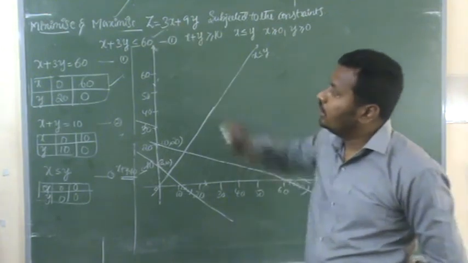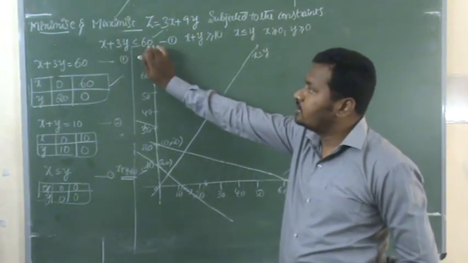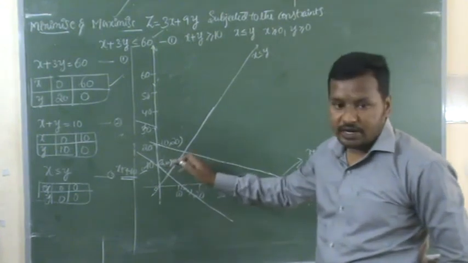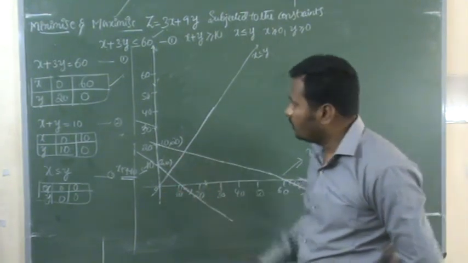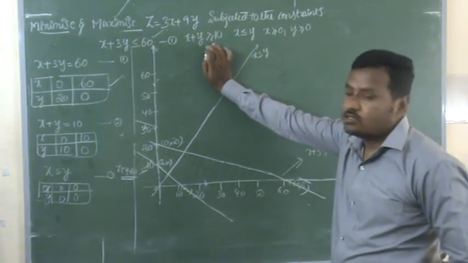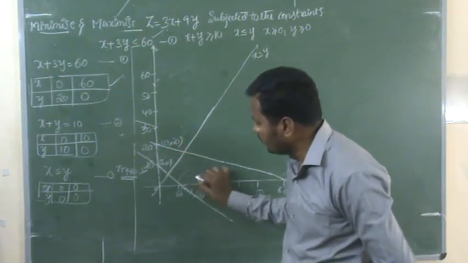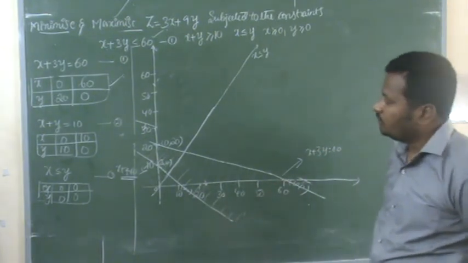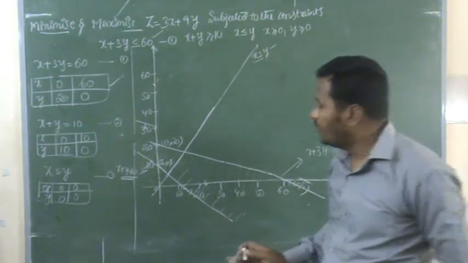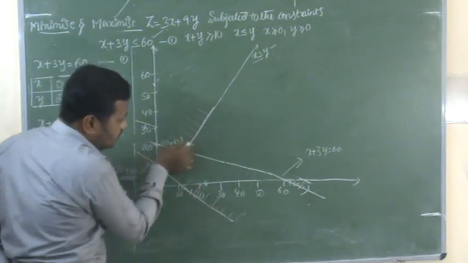For this equation, x plus 3y is less than or equal to 60, because we substitute 0 and 0 here, we get 0, okay. Therefore 0 is less than or equal to 60, which is true. Therefore the shaded region moves towards the origin side. Now for the second equation, 0 is greater than or equal to 10, which is not true, which is false. The shaded region moves towards the upper side, above the origin. Finally, x is less than or equal to y, therefore the shaded region moves towards the left hand side.